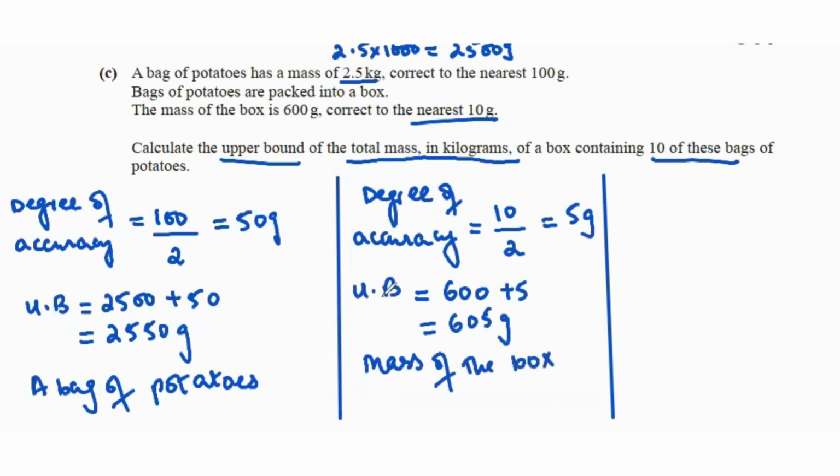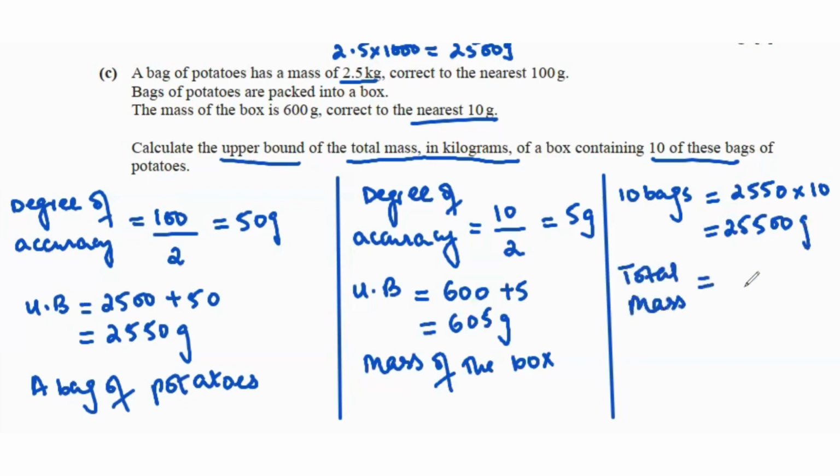So we found the upper bound for the mass of the box and we found the upper bound of the bag of potatoes. The question says calculate the upper bound of the total mass in kilograms of a box containing 10 of these bags. So for 10 bags, we will multiply the upper bound by 10. So 2550 times 10, that's going to be 25,500 grams.